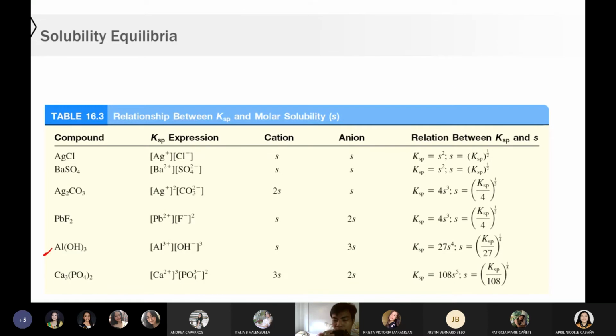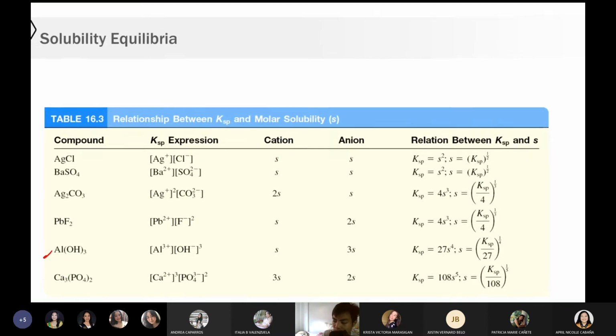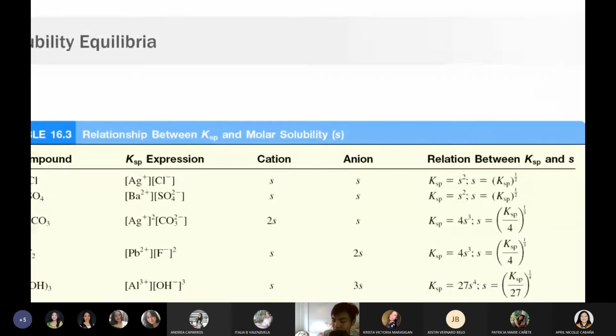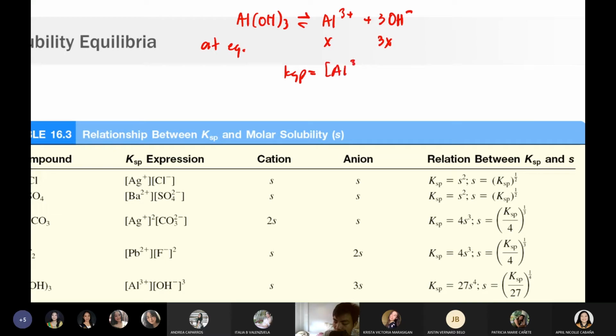Example nun would be aluminum hydroxide. Ito yung nasa Ksp. Okay. So, aluminum hydroxide. Pakita natin, this will dissociate into Al3+ and 3OH-. At equilibrium, their amounts will be x and then 3x. So if we write the Ksp here, we have Al3+ and OH- cubed. Plug in the x expressions, you get x times 3x cubed.